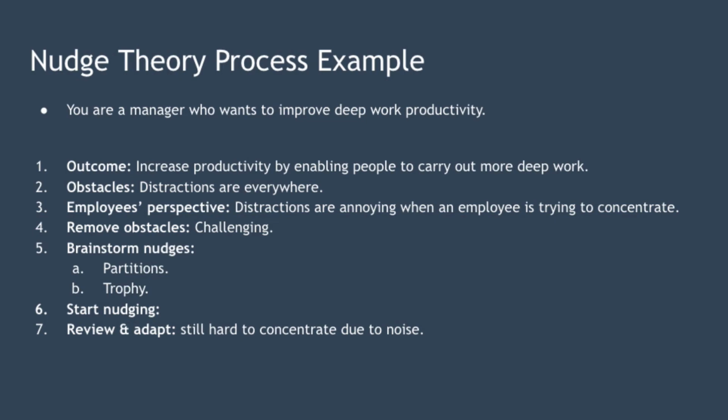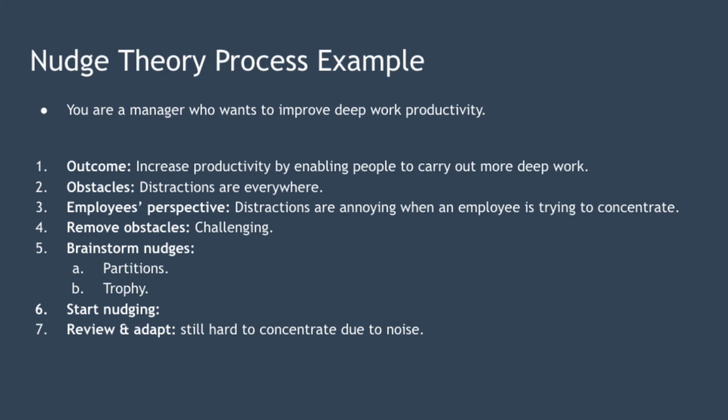Next, we have identify obstacles and unhelpful existing nudges. Well, distractions are everywhere, from people initiating office chats directly to a constant stream of optional meetings for people to attend. Next, we want to consider things from the employee's perspective. Well, it's actually annoying for employees when they're trying to concentrate, and yet there are so many distractions. It probably impacts their job satisfaction too. So the fourth step is remove obstacles and existing negative nudges. Now, in this example, things are complex, it's challenging, and we're just not able to do that.